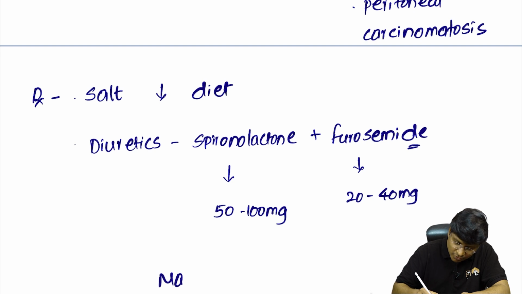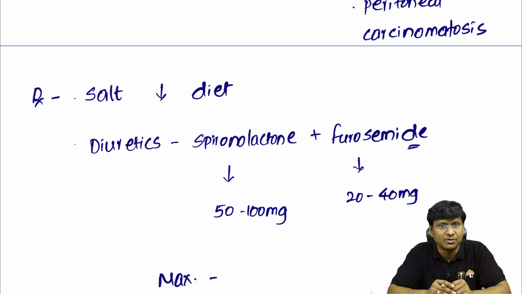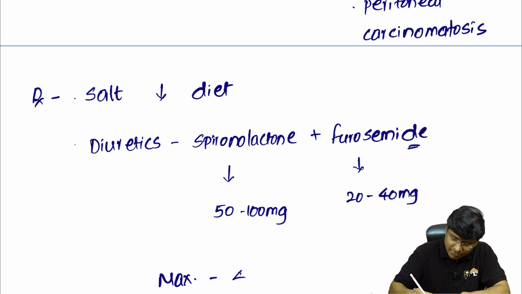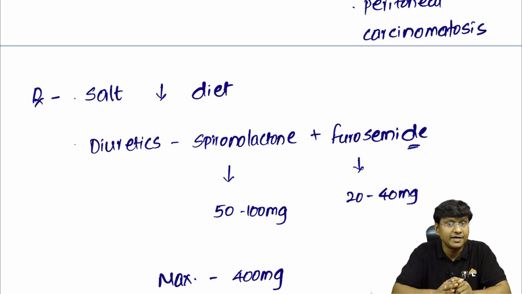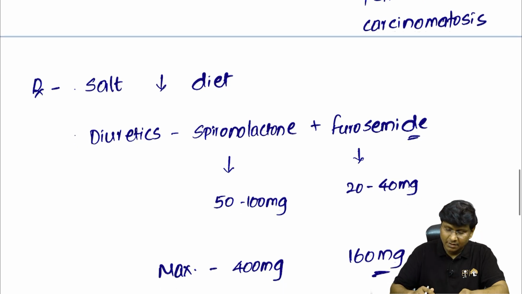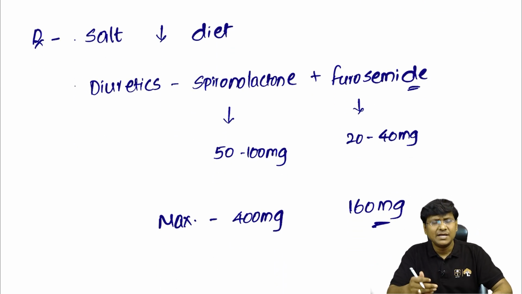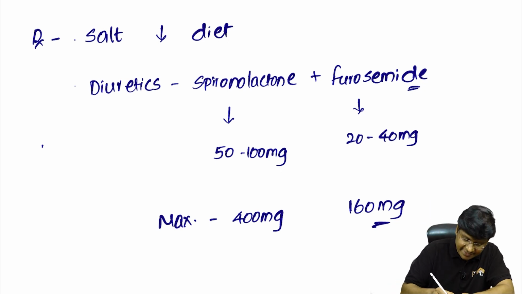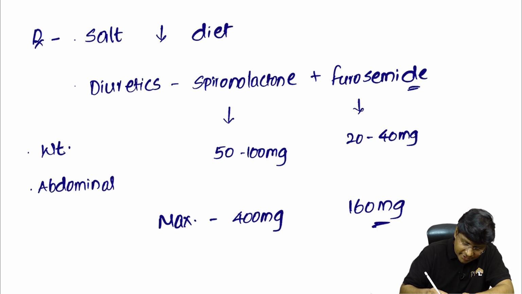And what is the maximum dose that you can give for the spironolactone? The spironolactone, the maximum dose that can be increased is up to 400 milligrams, and the maximum dose of the furosemide that can be increased is up to 160 milligrams. Okay, that is a maximum dose of these diuretics. Now, why is that you need to step up? You need to step up based on two important parameters. That is, you need to monitor the weight of the individual, and you need to monitor the abdominal girth of the individual. Right, you need to monitor weight, as well as you need to monitor the abdominal girth.